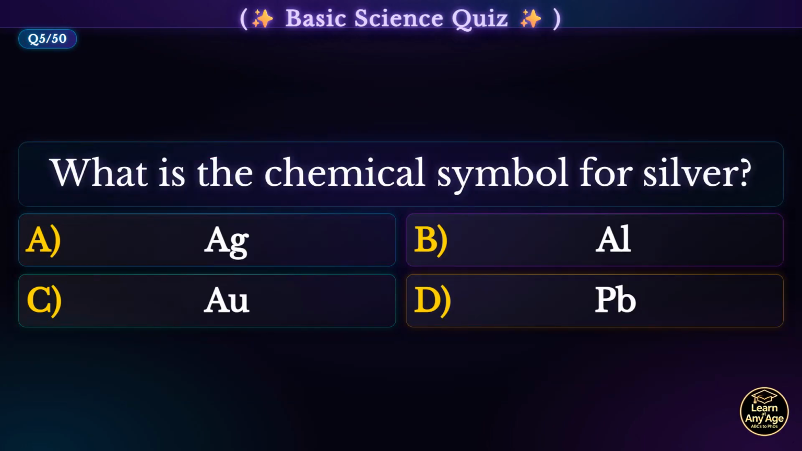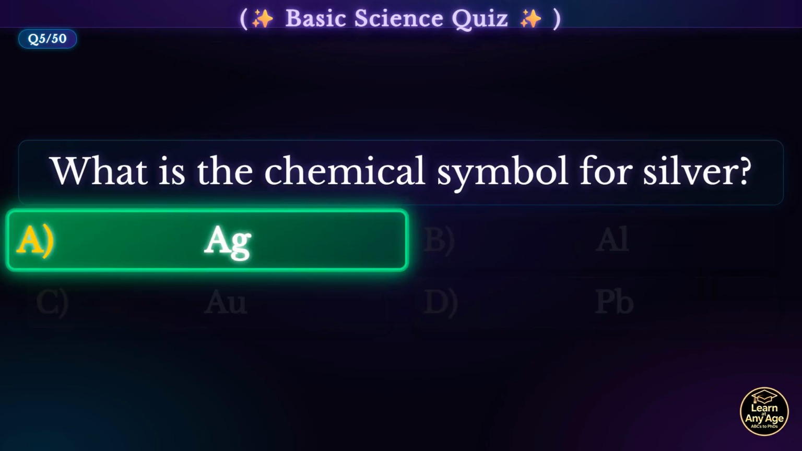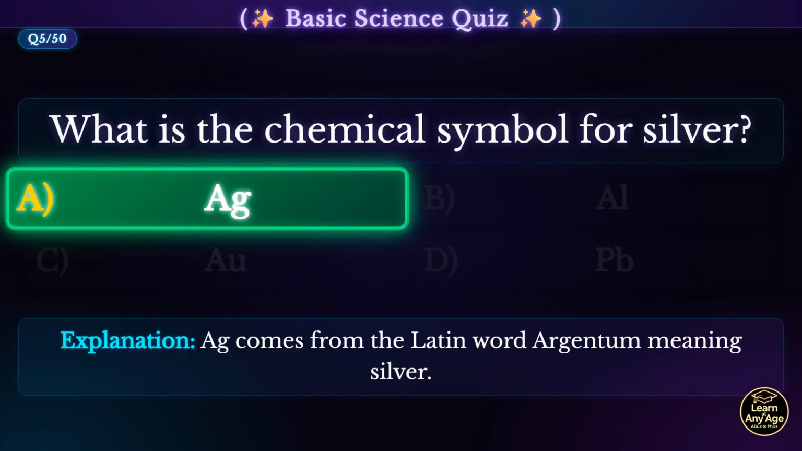What is the chemical symbol for silver? Ag, Al, Au, Pb. Ag. Ag comes from the Latin word argentum meaning silver.